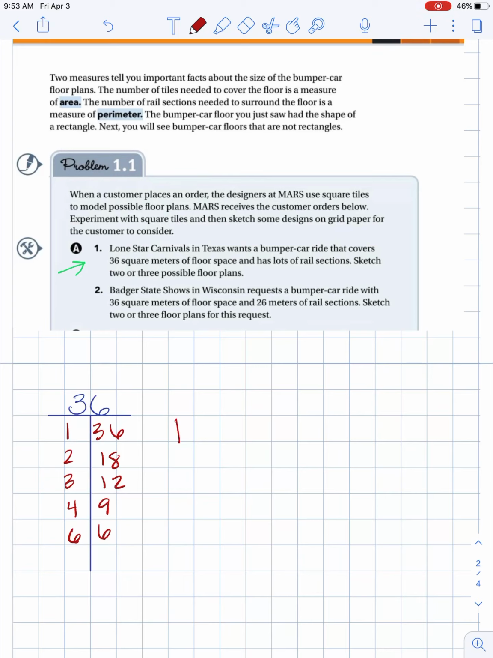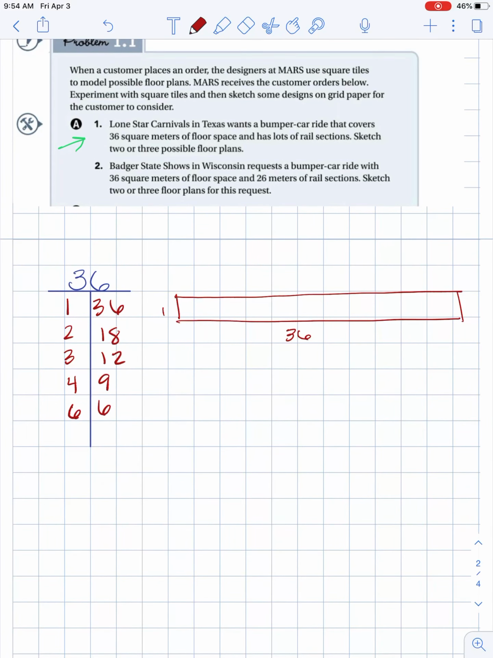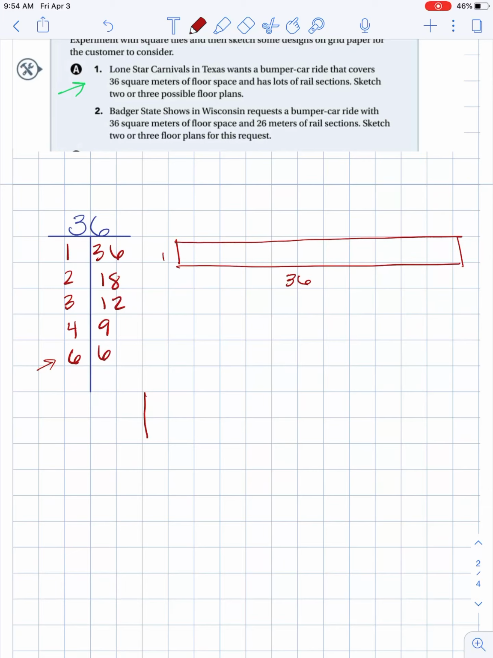So we could make a really long, this is not 36 units, but imagine that it was, right? We could make a really long 1 by 36 square meter bumper car ring. It would be really narrow. It'd kind of be a funky one, right? We could also do a 2 by 18, a 3 by 12, 4 by 9, and 6 by 6, right? So let's think about, I'm going to do the 6 by 6 one for a minute because we can actually do that one. We've got the space here.